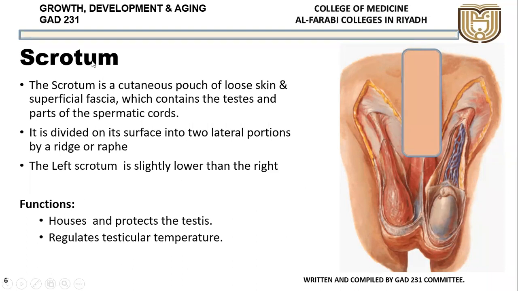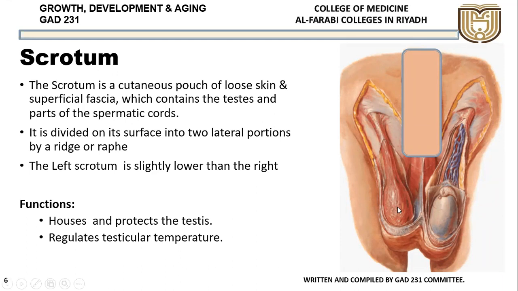Okay. Coming to the function of the scrotum, what is the function? It houses and protects the testis. So the scrotum will house the testis. It will keep the testis within itself, and it also protects the testis in some way. But the main function is that it regulates the testicular temperature. The testis, as you know, spermatogenesis takes place at a lower temperature than the body temperature. So that's why the testis are outside the body, but within the scrotum.